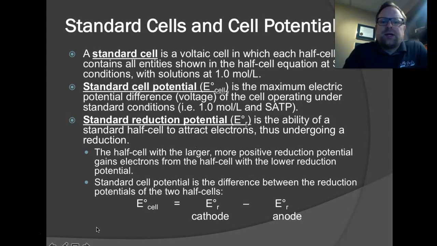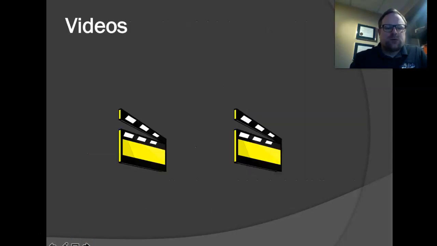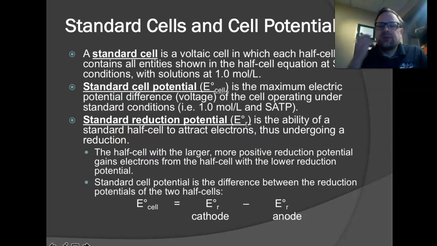So standard cells and cell potentials. Cell potentials are going to give us an idea of, in general terms, how much electricity might be moving through a voltaic cell or an electrolytic cell, or what it might generate if we're dealing with a voltaic cell. Before we do this, I want to talk just a little bit about some of the terms that we need to know as we move our way through this. So first thing we'll talk about is a standard cell.